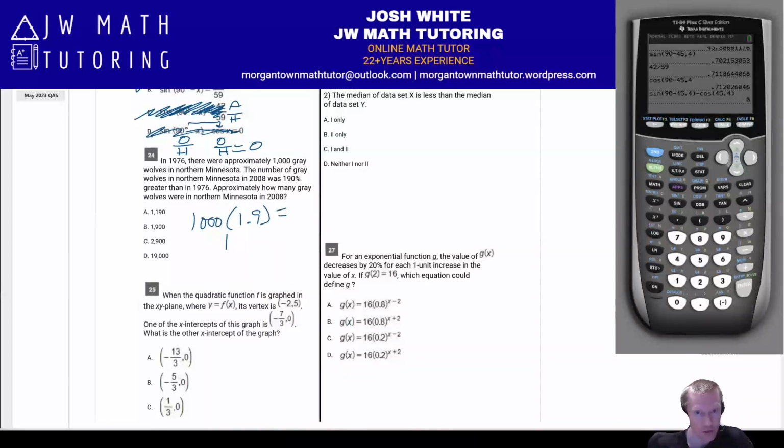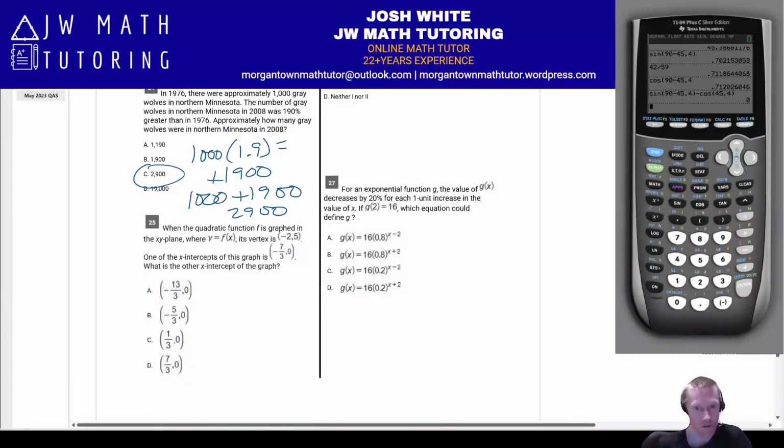That would tell you that in 2008, there would be 1,900 more than or greater than the number in 76. So to find how many total, you have to take the 1,000 you start with and add to it the 1,900. So the correct answer is going to be 2,900. Again, the 190% greater means that we started at 1,000, we increased by 1,900, and we end up at 2,900 total. Correct answer, letter C.